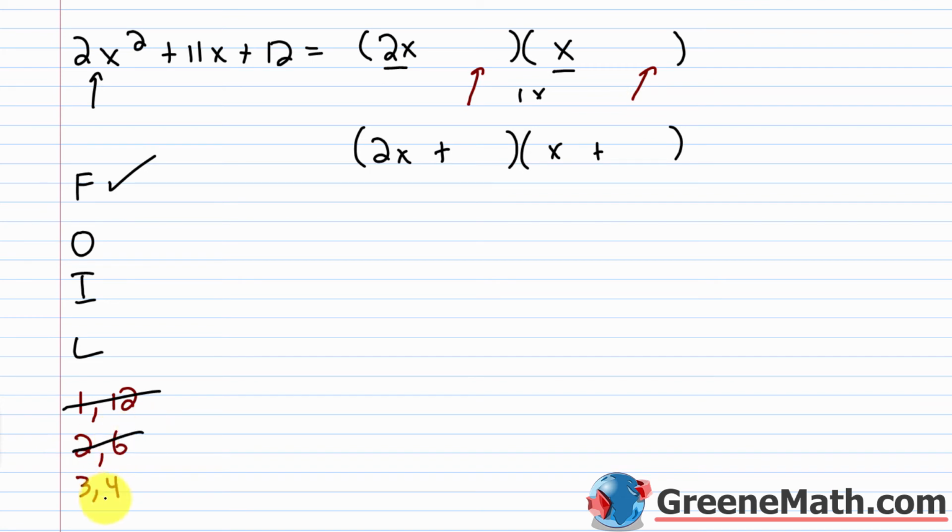So now I'm just down to 3 and 4. So I can put 3 here and 4 here and try that. So the outer, 2x times 4, would be 8x. The inner, 3 times x would be 3x. If I add those two together, 8x plus 3x is 11x. So here's my factored form. I have 2x plus 3 times x plus 4, those two quantities.